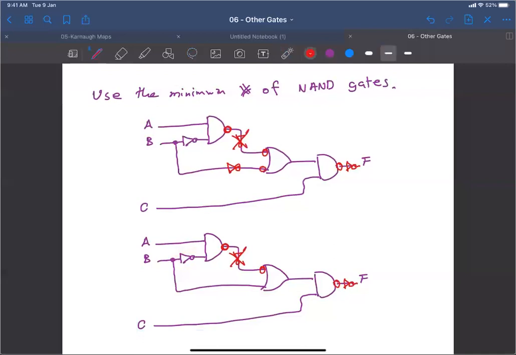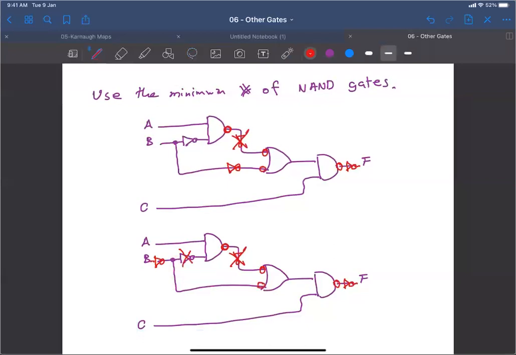Okay, so let me just cross this out, and I need an inverter here. But in order to maintain the circuit functionality, I need an inverter here to cancel the inversion. But I can do this with the bubble here.